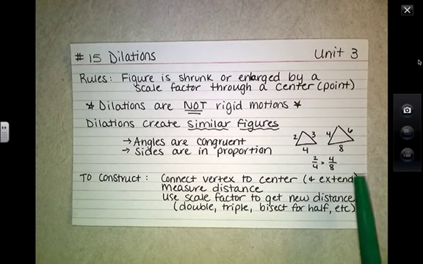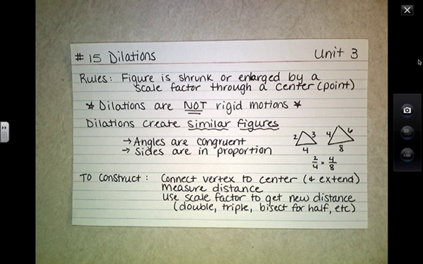And to construct, here are the steps. We're going to connect the vertex to the center and extend it out. We're going to measure the distance and use the scale factor to get the new distance. I think you're going to find this to be the easiest of the constructions.